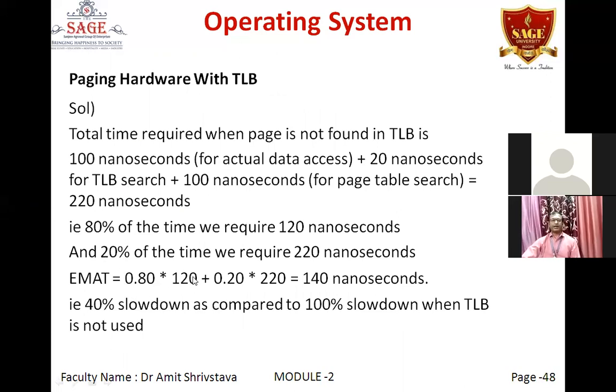So 0.80 into 120 plus 0.20 into 220 gives us 140 nanoseconds. It means that there is a 40% slowdown as compared to 100% slowdown when TLB is not used. When we are not using TLB, the effective memory access time was 200 nanoseconds. So we are getting somewhere in between 100 and 200. We can never achieve 100, but we will try to be as close as possible to 100 nanoseconds using this TLB and increasing the hit ratio of this TLB.